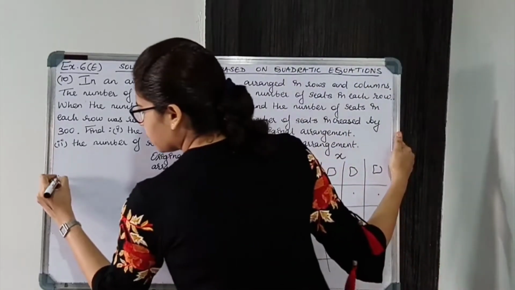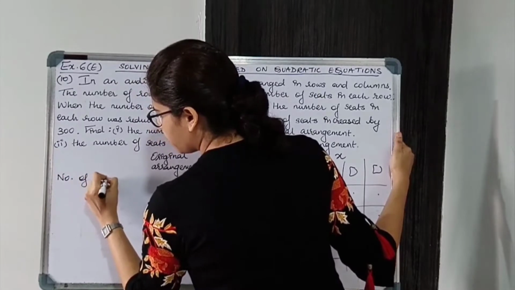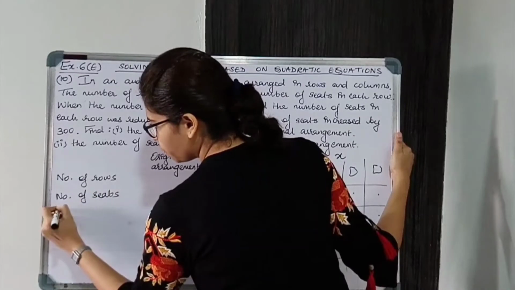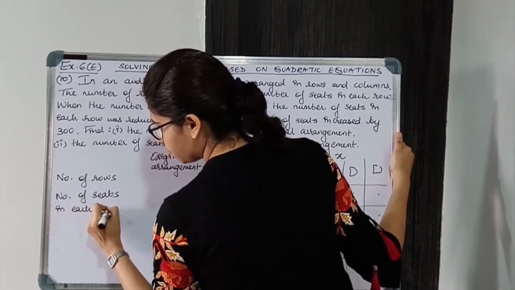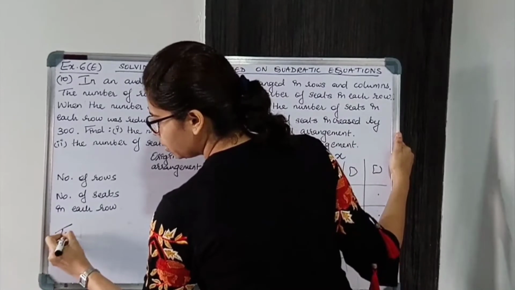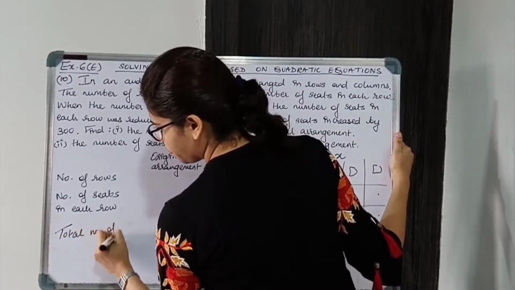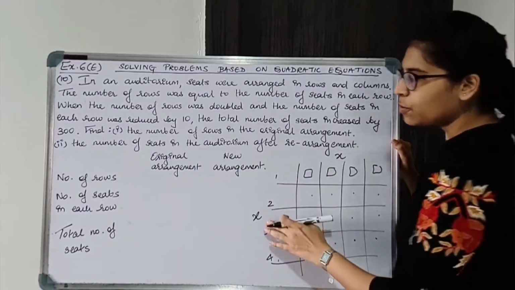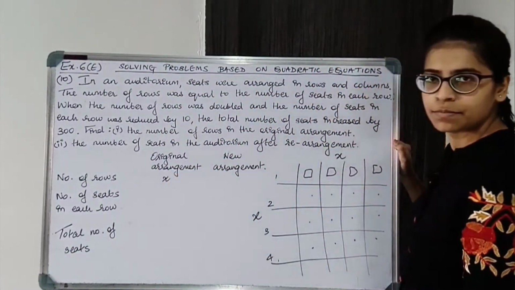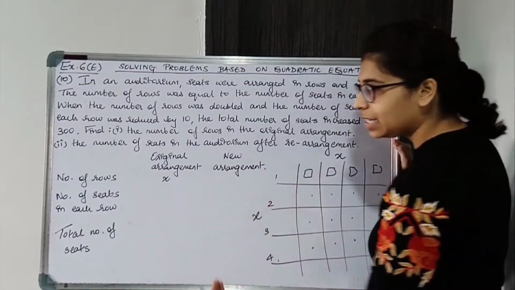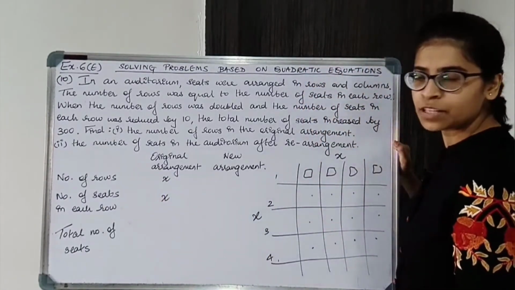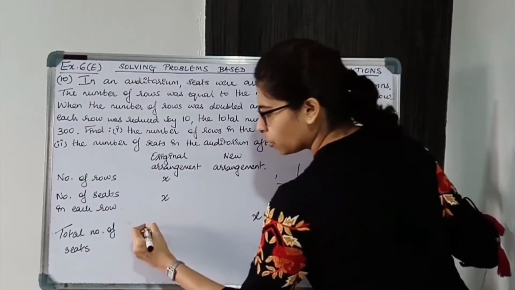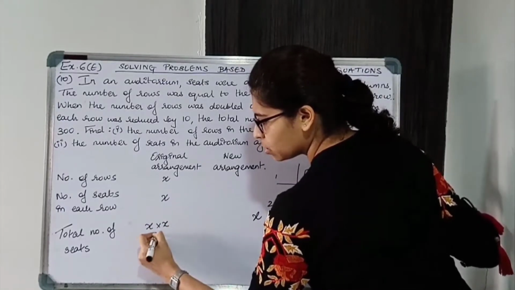So number of rows, number of seats in each row, and total number of seats. Now number of rows we have taken as X. Number of seats in each row, they are equal, X. So what will be the total number of seats? X into X. So X into X, that is X square.